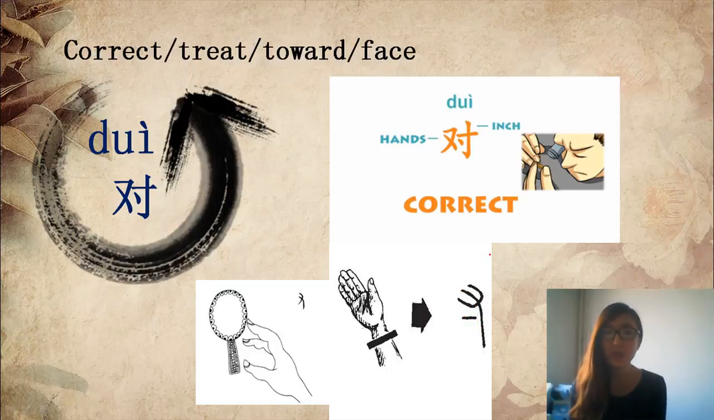Okay, how can you remember the word related to hand and inch? For me, you can imagine like this. A person uses his hands to measure something, inch by inch, to make sure everything is correct. Okay, there are other meanings like treat, toward, face. Maybe you can continue this story.